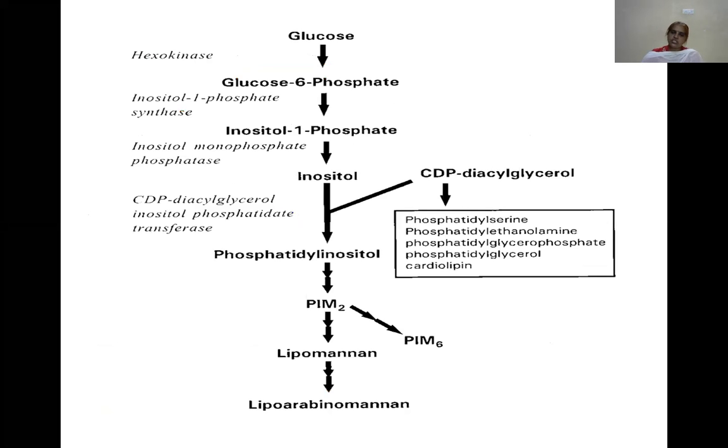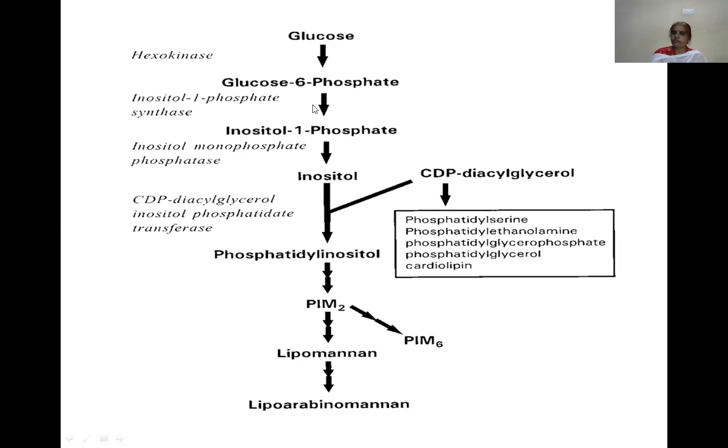Now see the synthesis of inositol. The synthesis of inositol requires glucose. So glucose is the precursor for the synthesis of inositol. Don't forget, glucose is the precursor for the synthesis of inositol. This is the pathway for the synthesis of inositol.